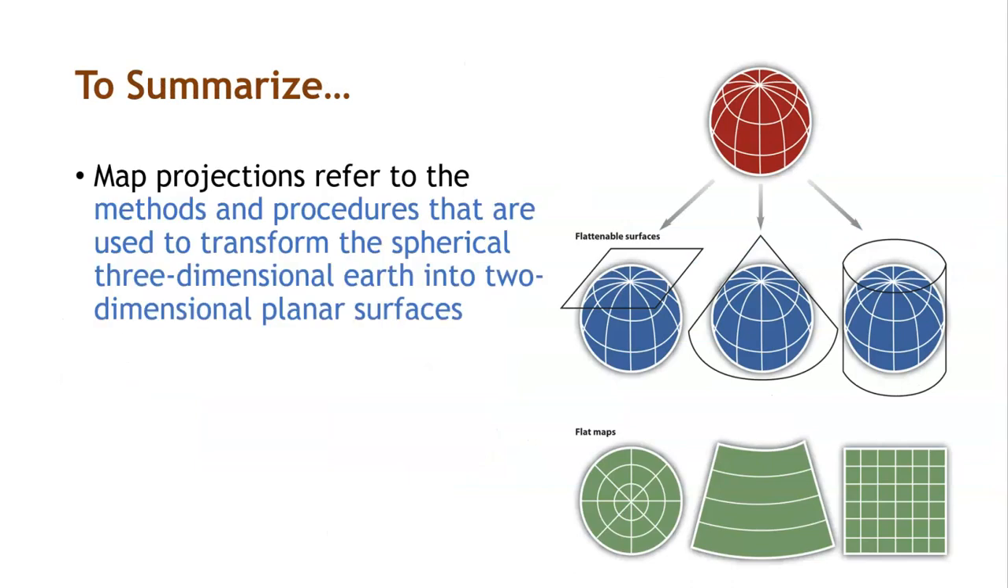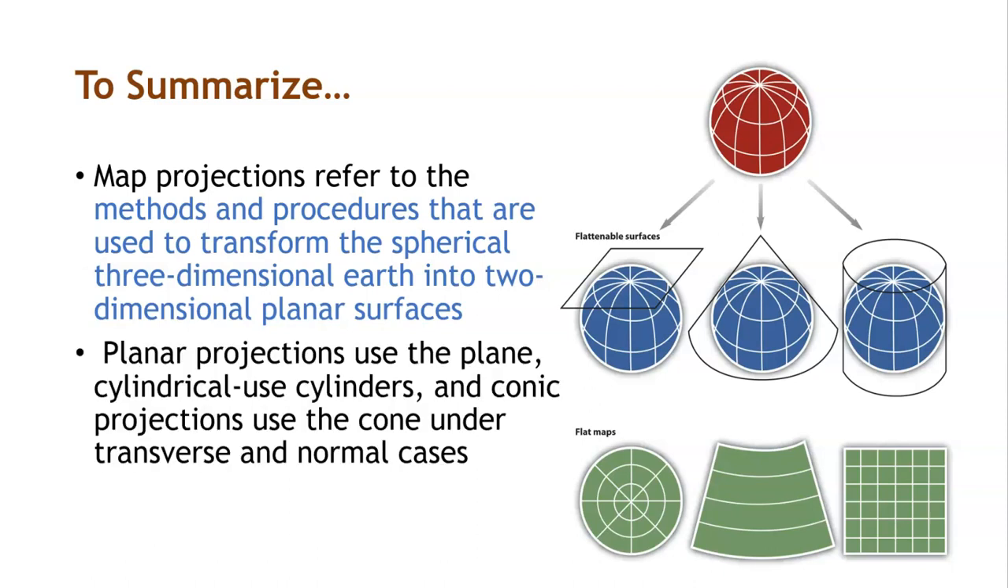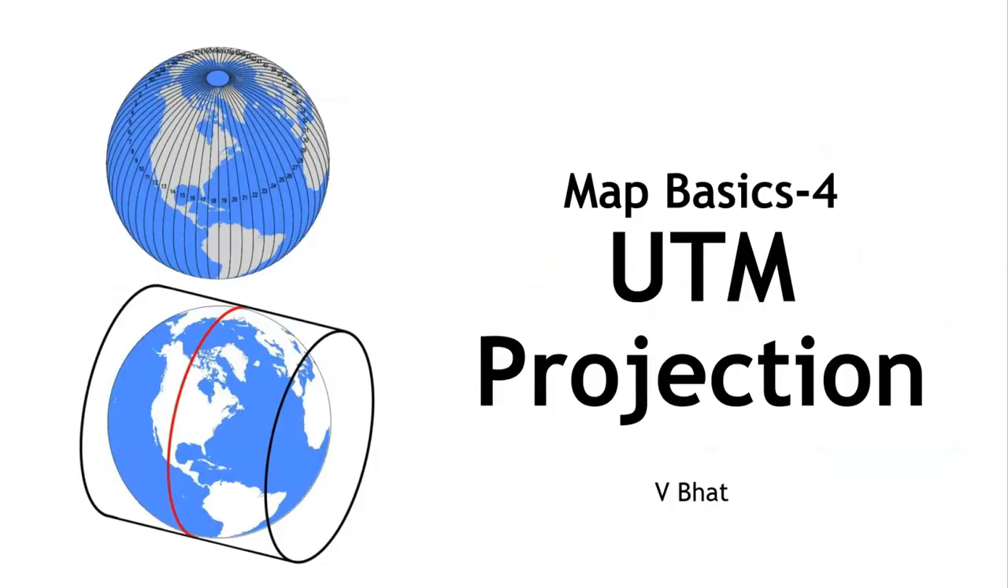Just to summarize, map projections refer to the methods and procedures used to transform the spherical three-dimensional Earth into two-dimensional planar surfaces. That means a PCS is obtained from the projection of a GCS. Planar projections use the plane, cylindrical systems use cylinders, and conical projections use the cone under a variety of cases like transverse and normal conditions.